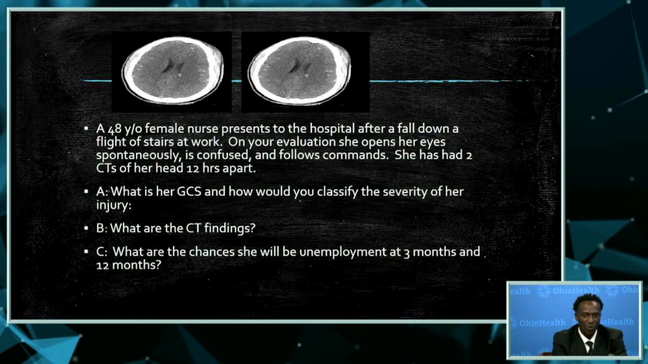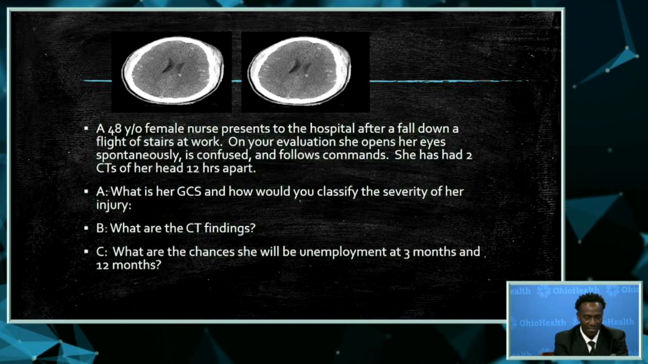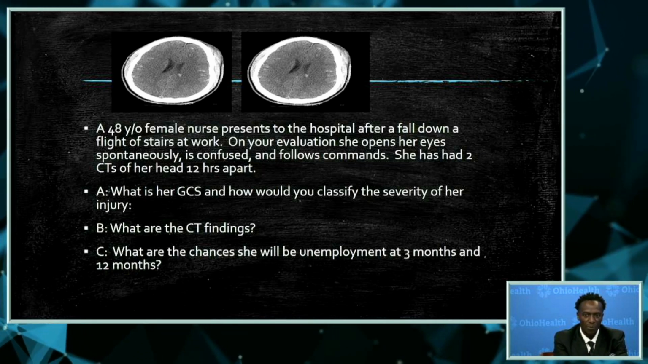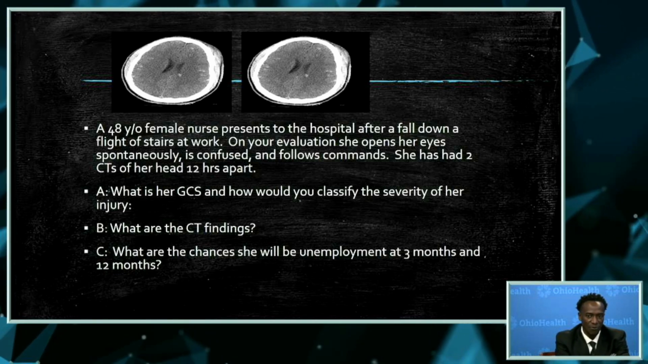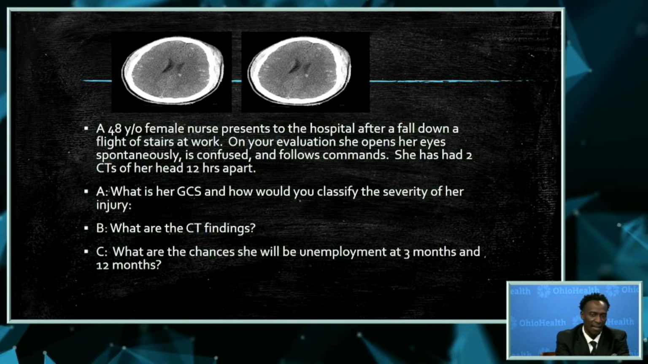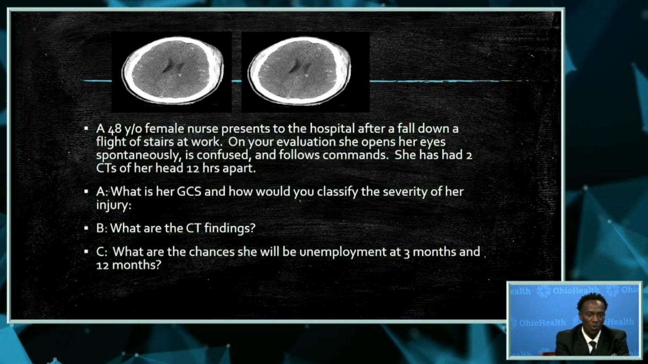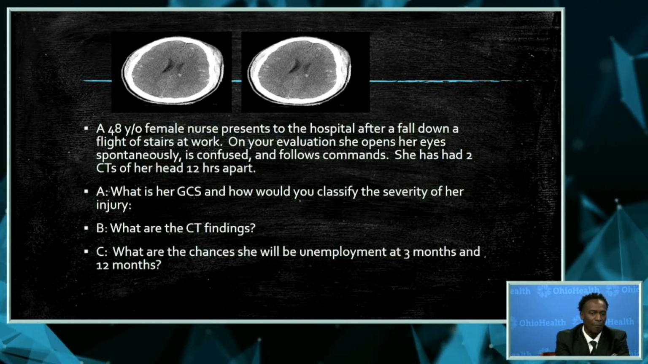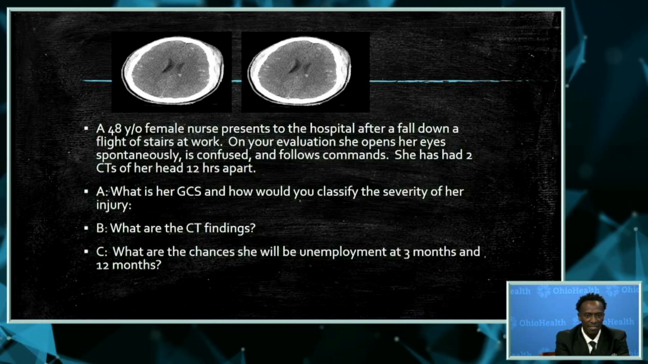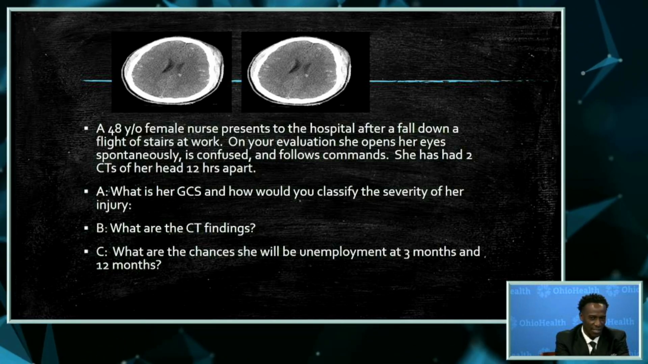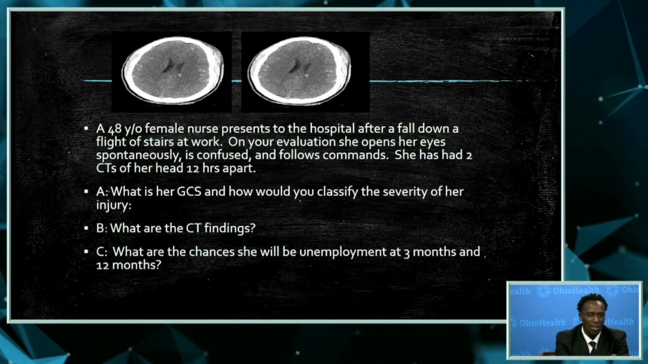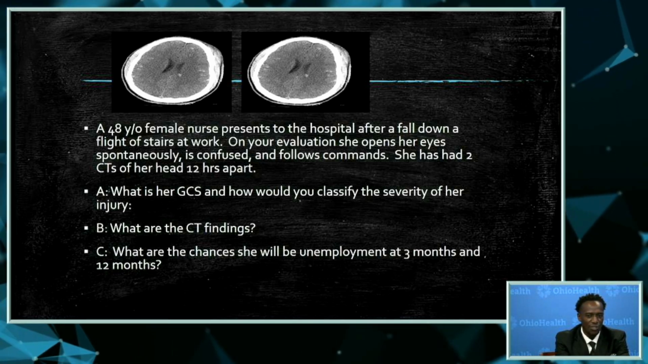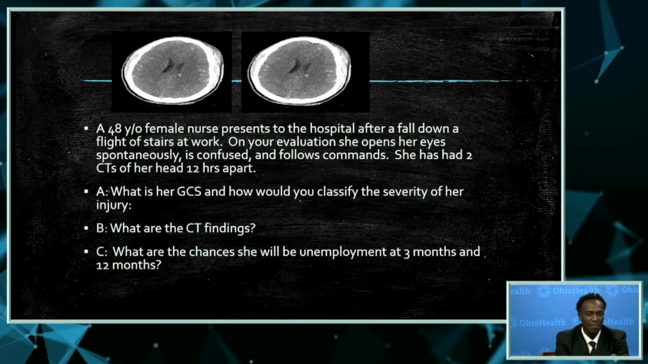And here we have a 48-year-old nurse who presents to the hospital after a fall down a flight of stairs at work. She opens her eyes spontaneously. She's confused, follows commands. What's the GCS? Again, this is a GCS 14, so we would classify this as a mild TBI. On the CT findings, you'll see some subarachnoid hemorrhage, some intraventricular hemorrhage, and some small petechial parenchymal hematomas. And what are the chances that she will be unemployed at 3 months and at 12 months?